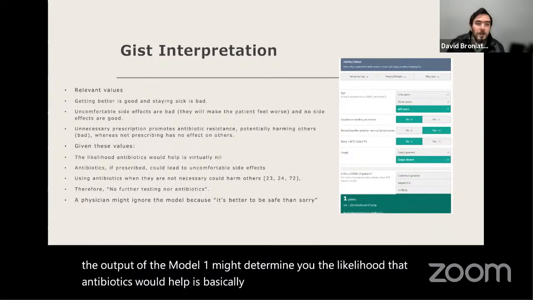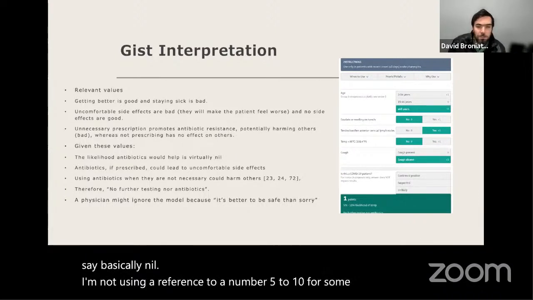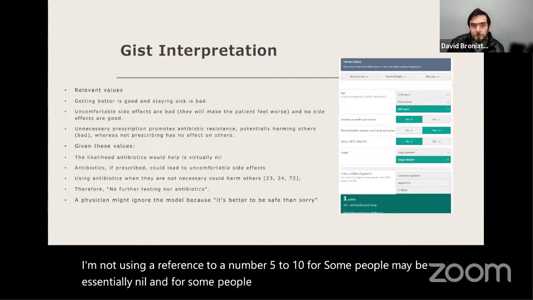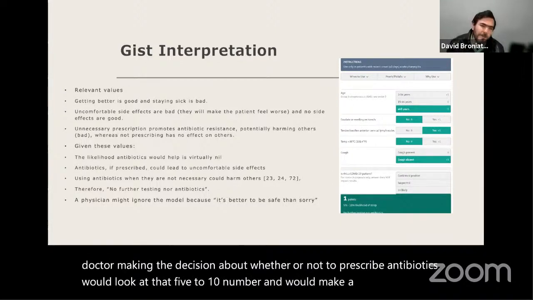You see what I did here? When I say basically nil, I'm not using a reference to a number. 5 to 10% for some people may be essentially nil, and for some people may be meaningful. But actually the doctor making the decision about whether or not to prescribe antibiotics would look at that 5 to 10% number and make a judgment call. That this is basically nil. This is not really likely.